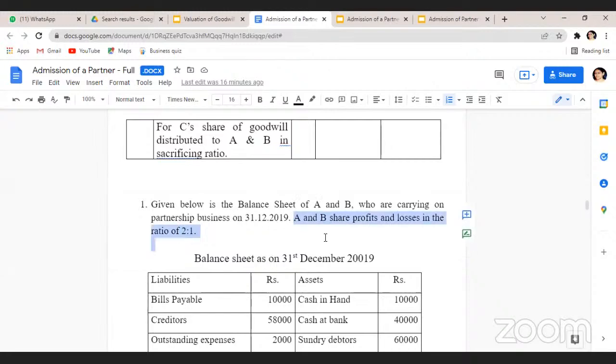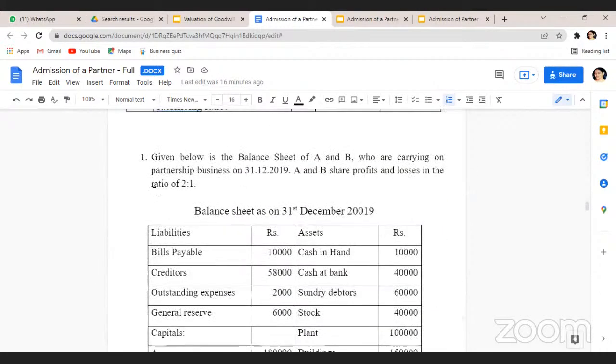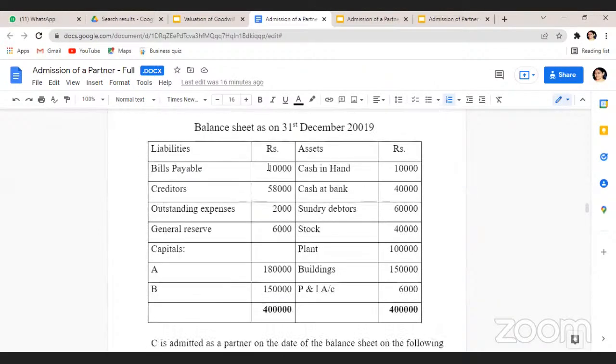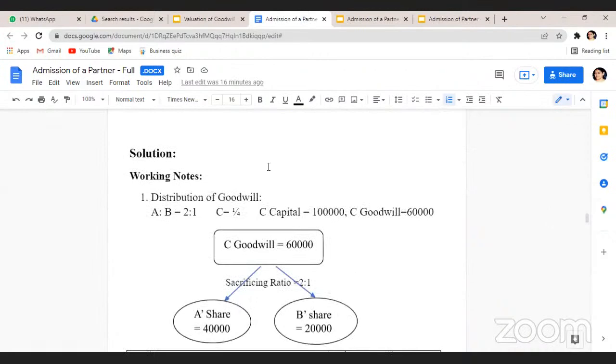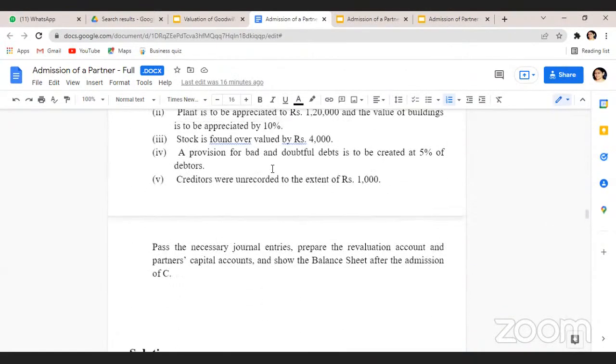A and B partners share in 2:1, and C is admitted with a 1/4 share. So the question is this simple. The old ratio itself becomes the sacrificing ratio. Okay, now come to the question solution. So we got the sacrificing ratio.